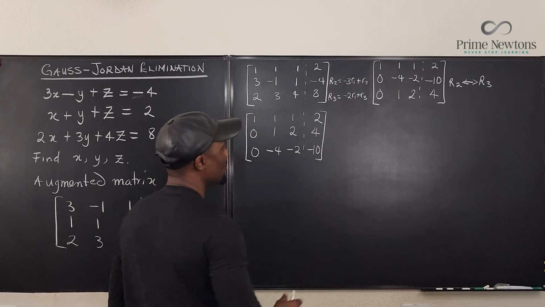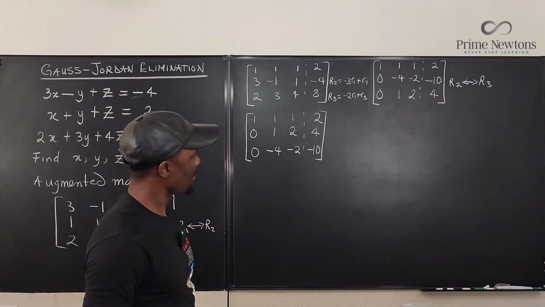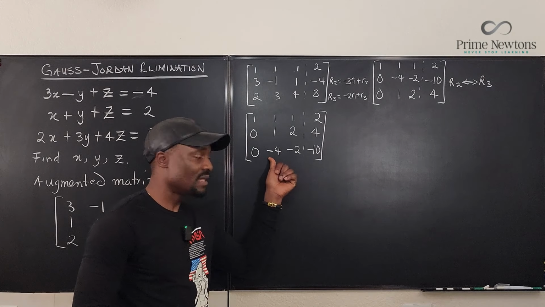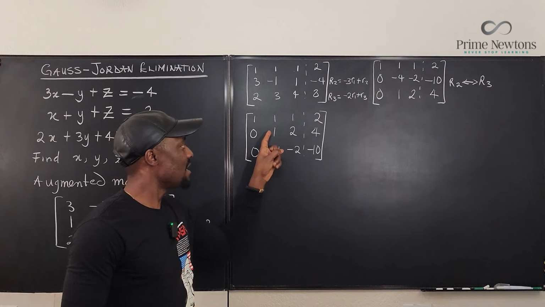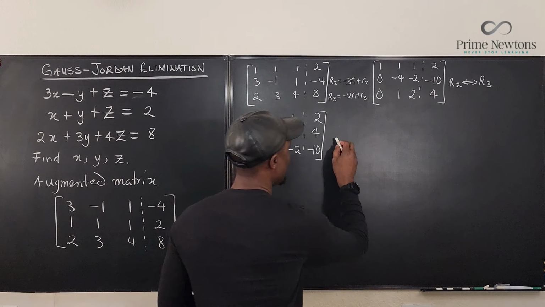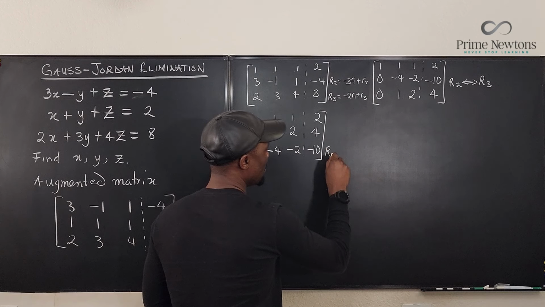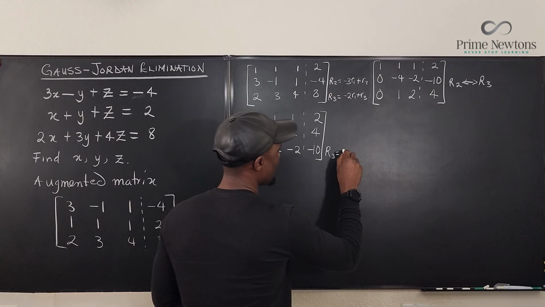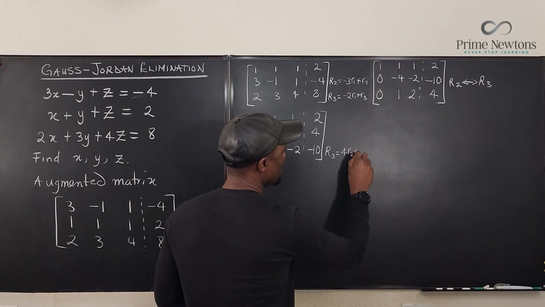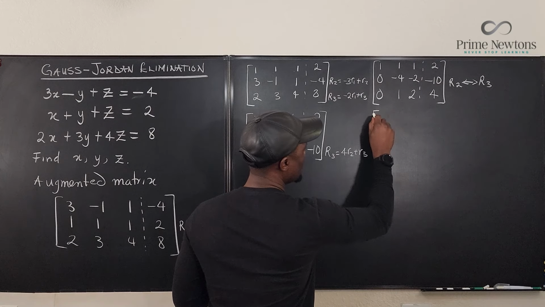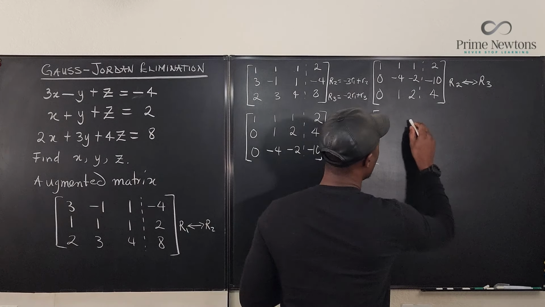Negative 10. That's what I have at the bottom now. Okay, so now I can make this a 0 by adding 4 of this to this. Let's see. So I add 4 of this to this. I'm going to say that the new row 3 is 4 of row 2 plus row 3. And what does that look like? It's going to look like this.